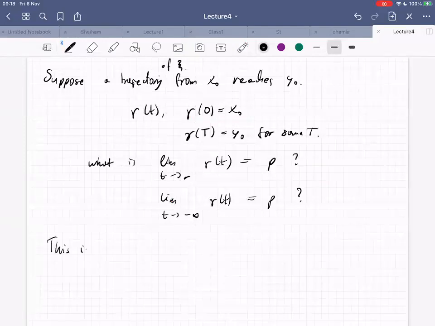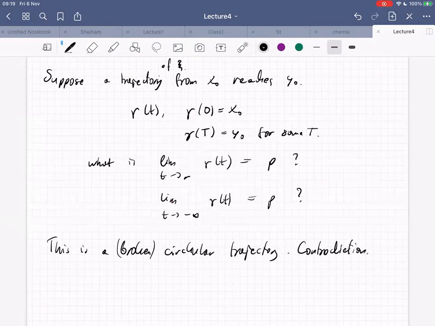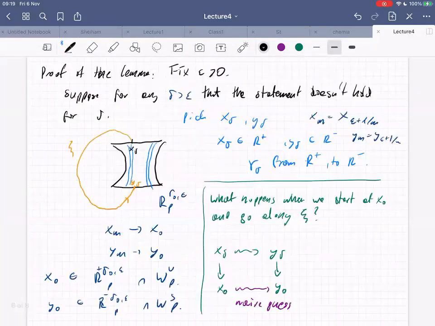This is a broken circular, actually unbroken, trajectory, which is a contradiction. Okay, we proved that if it happens, then x naught must belong to the unstable manifold and y naught must belong to the stable manifold. So we get a trajectory from here to here. Well, a suggestive picture is that here we have a stable manifold, here we have the unstable manifold, and the trajectory is from here to here. It's a broken trajectory. Okay?